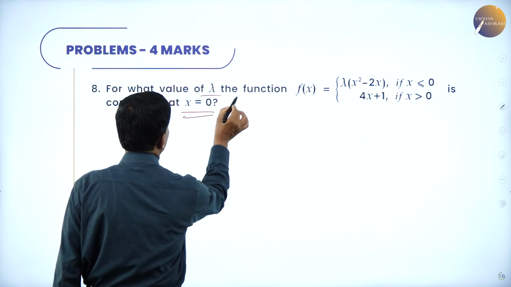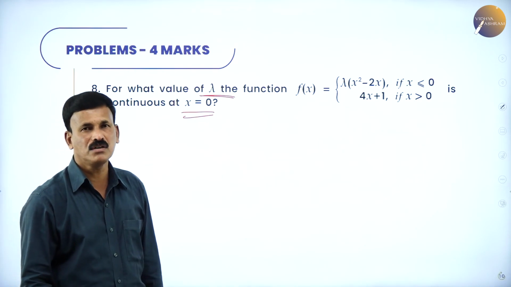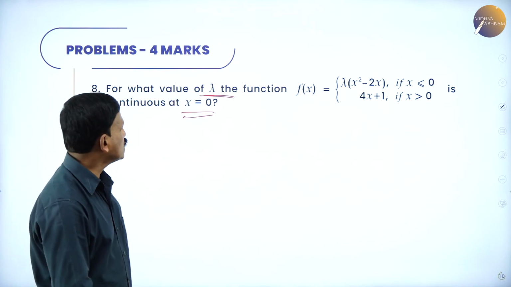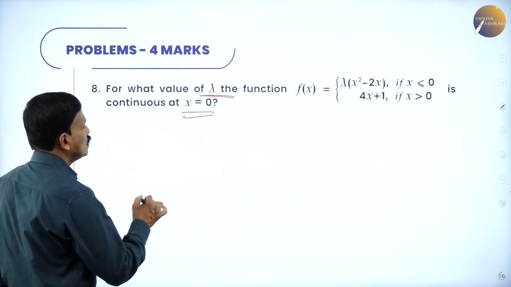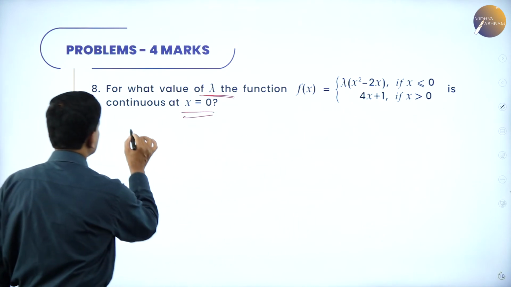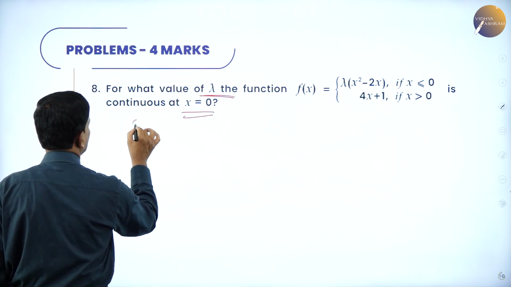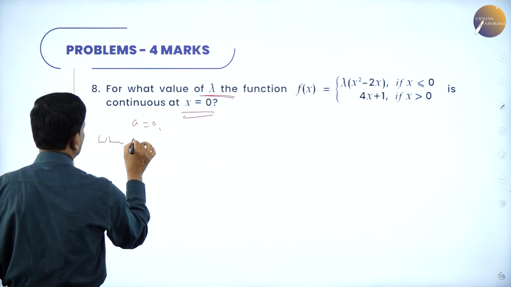For what value of lambda? Same, you have to find out the value of lambda for which the function is continuous at x is equal to 0. Now, let us check at x is equal to 0. Write down the left hand limit.